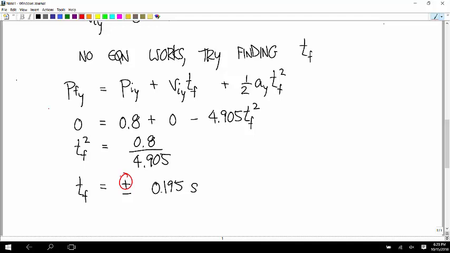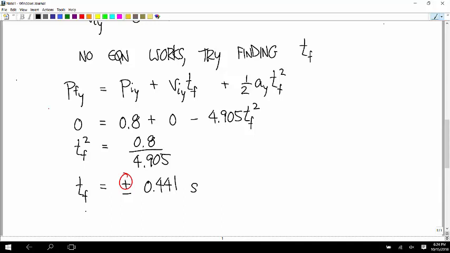Yes. Oh, that's TF squared. Can you take the square root of that? So 0.441, and we want the positive one.